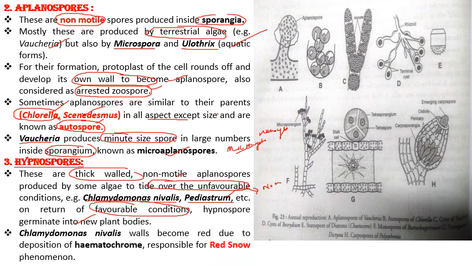As we have discussed that Chlamydomonas nivalis is responsible for red snow in the polar region. तो ये जो red snow होता है, it is because of the red pigment that is hematochrome, जो कि present होता है cell की wall में in case of Chlamydomonas, और इसकी वजह से red snow का phenomenon देखा जाता है.